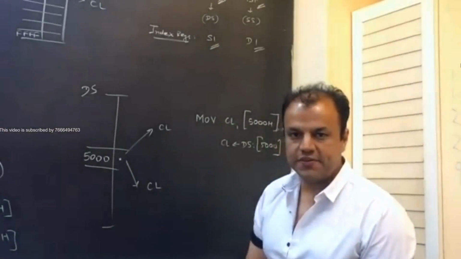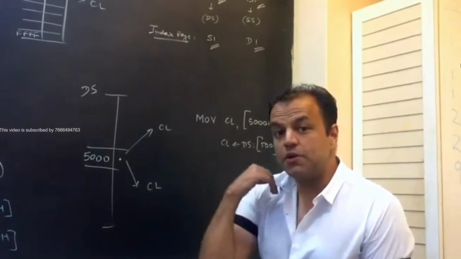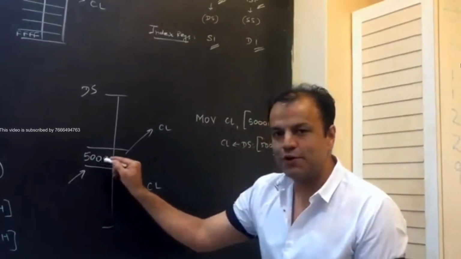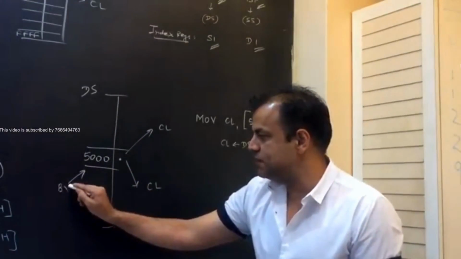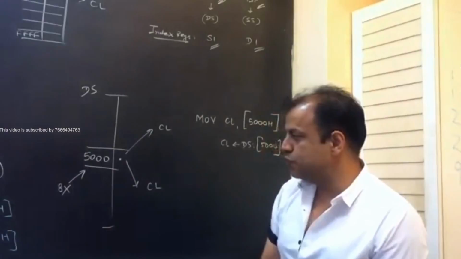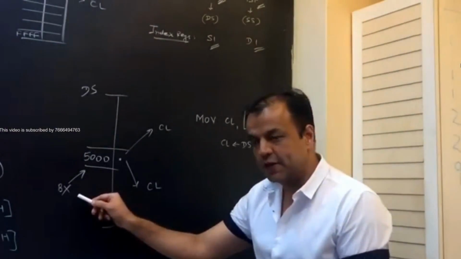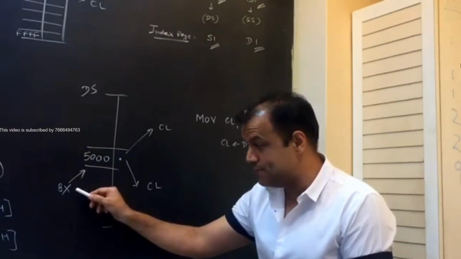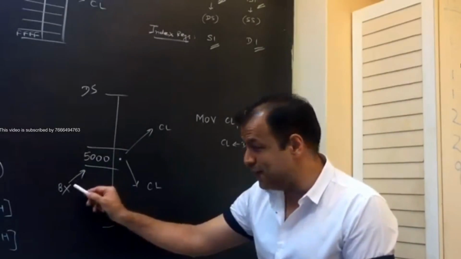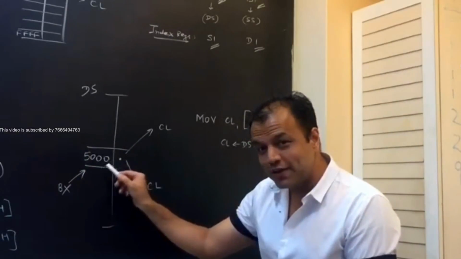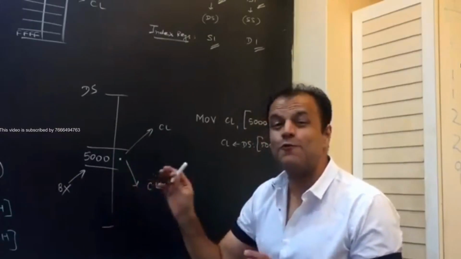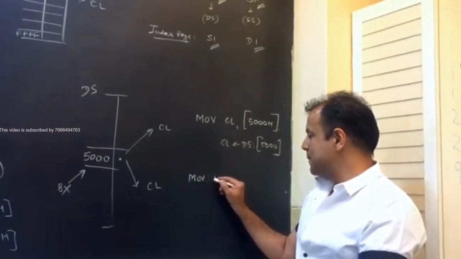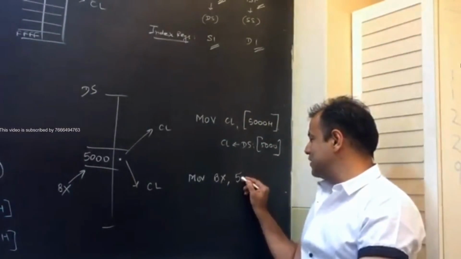So this was direct addressing mode. Now suppose I want to do the same thing but using indirect addressing mode. First, some register has to point to this location. Let's say I am using the BX register. So first of all, you need to initialize BX. Listen very carefully, the next 10 seconds are very important. Initialize BX with the value 5000. The instruction is MOV BX, 5000.